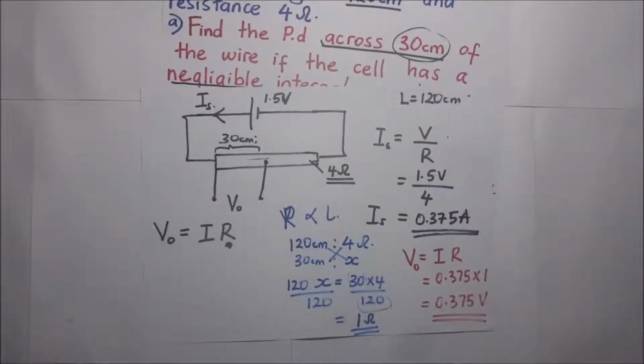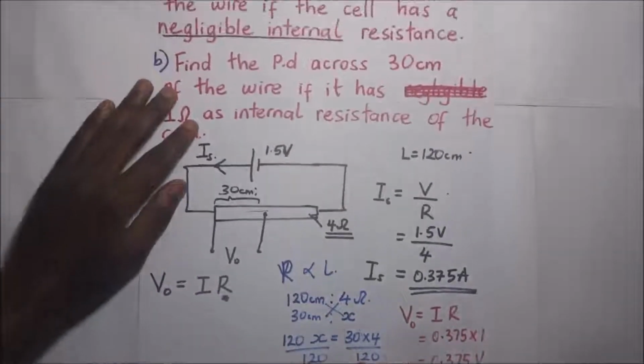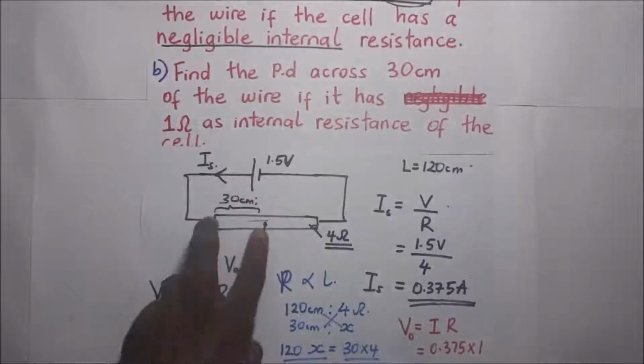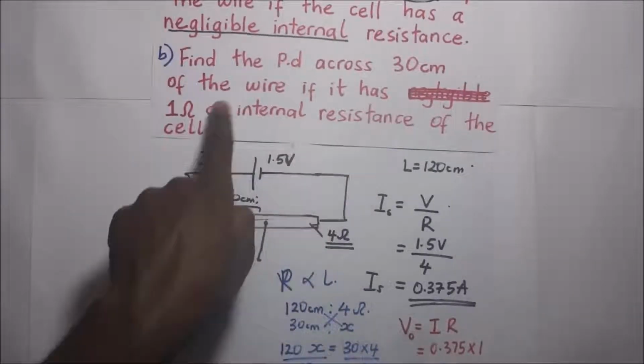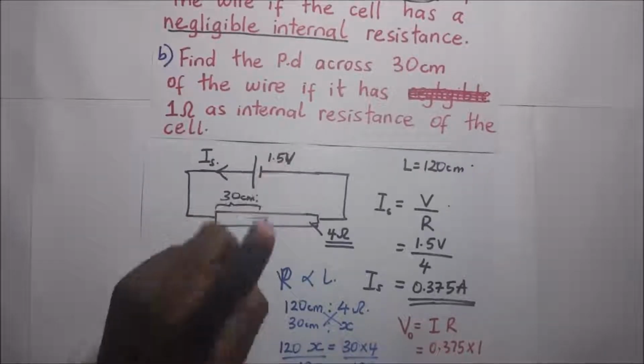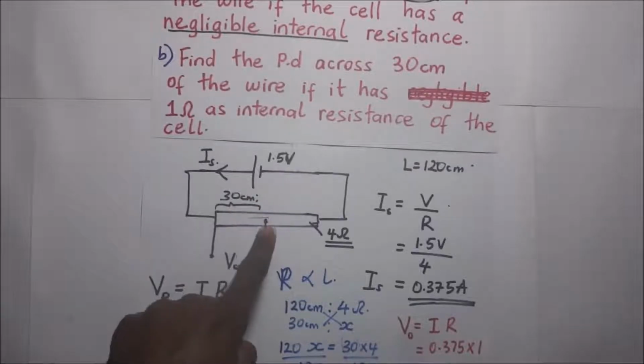And that's the answer. So now we're going to repeat this question. Part B is telling us to find the PD across the 30 centimeter of the wire if it has 1 ohm as internal resistance of the cell. So the internal resistance here is 1 ohm. That's a slight change in the question.